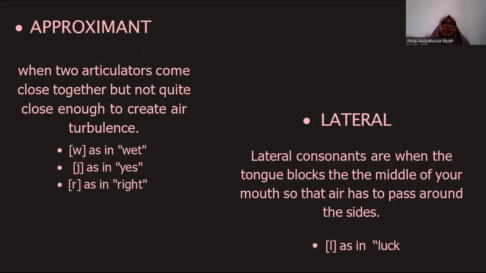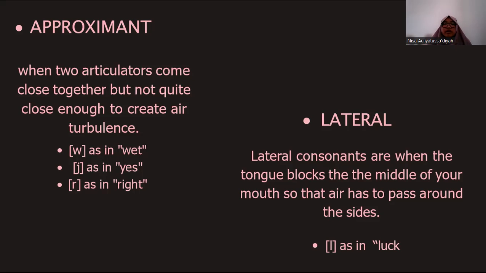And then there is approximant. Approximant is when two articulators come close together, but not quite close enough to create air turbulence. The example, w, as in wet, and then y, as in yes, and then r, as in right.